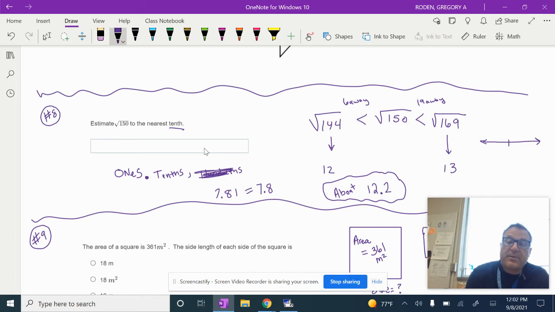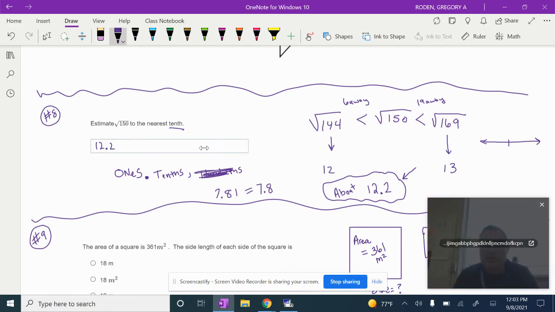In fact, it's pretty darn close. So I said about 12.2. And I think you could get within a decimal point of that, and Schoology would still give it to you. So I would say about 12.2 would be our answer. It's slightly bigger than 12 because this 150 is slightly bigger than 144. So the square root of 150 is slightly bigger than the square root of 144, which is 12. So it's a little bit bigger than 12. So about 12.2. There were other decimal answers that you still could have gotten credit for.